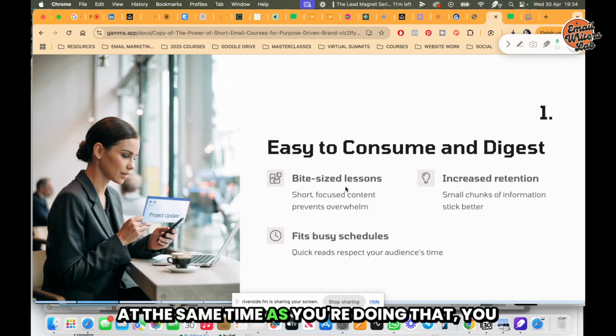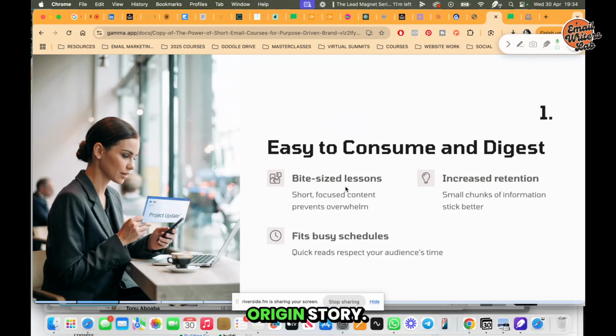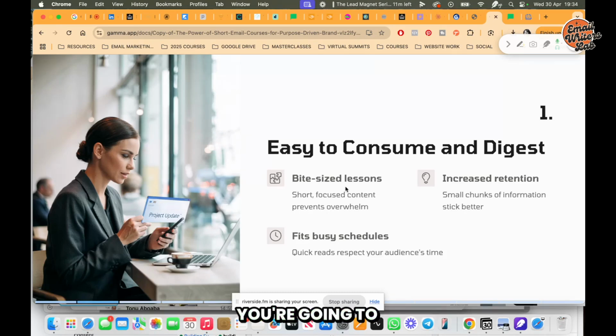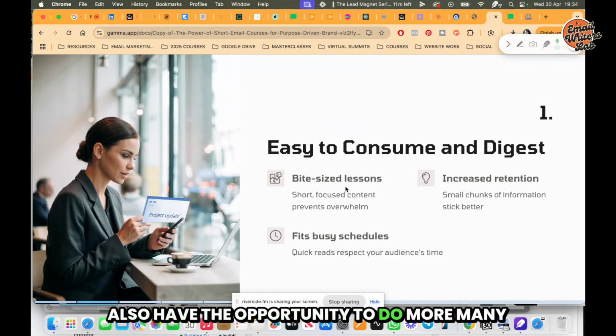At the same time, if you do this properly, you are also going to be able to inject your personality into it. You're also going to tell your story, your origin story. You're also going to build know, like, and trust. You're going to have the opportunity to do many more things than just teaching them something.